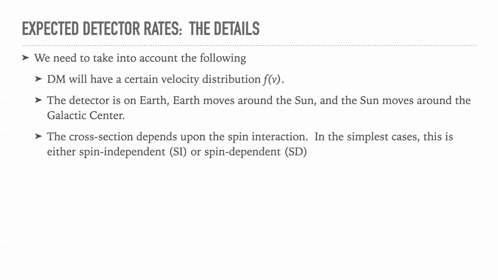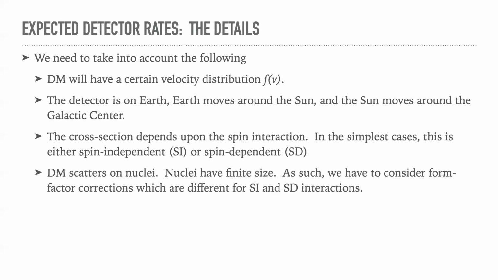The cross section itself depends upon the spin interaction. That means the interaction with the nucleus would have some spin, and there could be some interaction going on there. In the simplest case, this is either spin dependent or spin independent. The simplest case is actually spin independent. The dark matter scatters on nuclei, and nuclei have a finite size. Since the nuclei have a finite size, we have to consider form factor corrections, which are different for spin independent and spin dependent interactions.